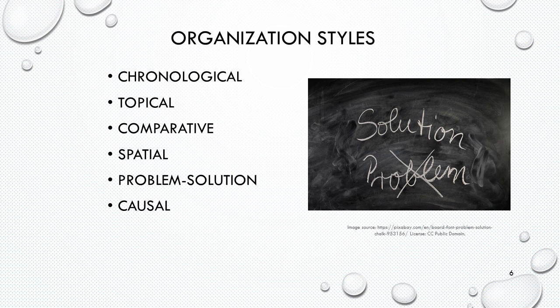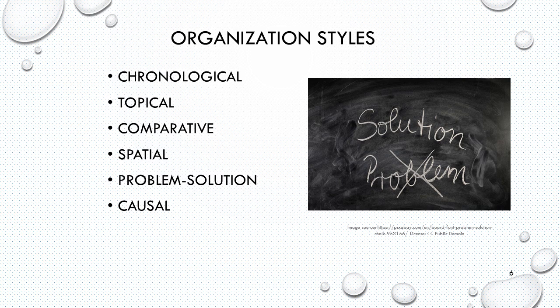The spatial pattern basically takes a look at the relation between items in space. For example, if you were to give a speech about traveling, you might want to talk about traveling to three different cities. That would be an example of a spatial pattern, looking at three different cities and where they are geographically in relation to each other. The problem solution style or pattern is relatively straightforward. There's a problem and then you provide a solution to help resolve the problem.